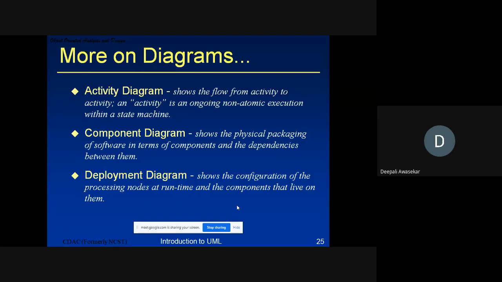Now, the last two diagrams, that is the component diagram and the deployment diagram. Now, most of the students find this difficult to diagram. ओके इसका डायग्राम कैसे निकालना है, क्या निकालना है, कंपोनेंट. सो बेसिकली इफ यू आस्क मी, इट इज द इजीएस्ट वन. ओके कंपोनेंट क्या है? कंपोनेंट तुम्हारे सिस्टम की, इट शोज द फिजिकल पैकेजिंग ऑफ अ सॉफ्टवेयर इन टर्म्स ऑफ कंपोनेंट्स एंड द डिपेंडेंसीज बिटवीन देम.